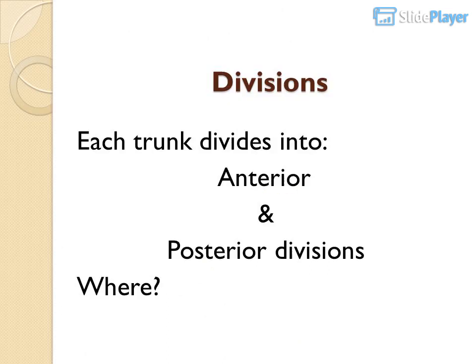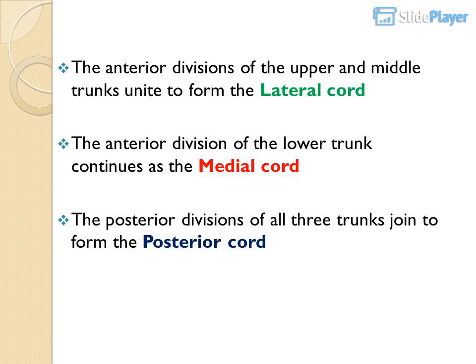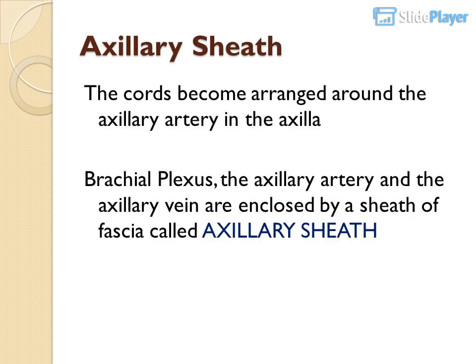Divisions. Each trunk divides into anterior and posterior divisions. The anterior divisions of the upper and middle trunks unite to form the lateral cord. The anterior division of the lower trunk continues as the medial cord. The posterior divisions of all 3 trunks join to form the posterior cord. The cords become arranged around the axillary artery in the axilla.